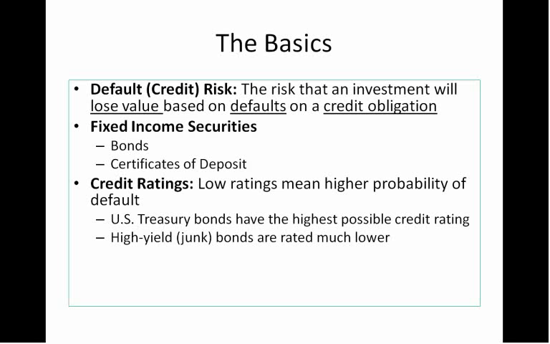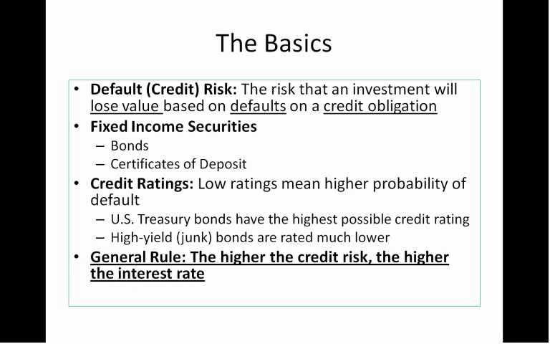So now you're probably asking yourself, why would anyone buy the junk bonds if they have a much higher probability of default? Because the rating's a lot lower, right? Well, that's a really good question, and the answer is because they receive a higher interest rate. So again, going back to our original discussion on risk and return, the more risk you take with an investment, the higher probability you're going to have of an above-average return. That is the general rule here. The higher the credit risk, the higher the interest rate.